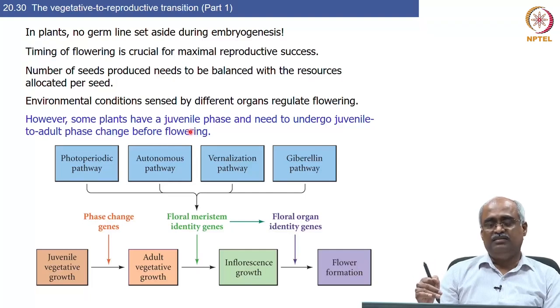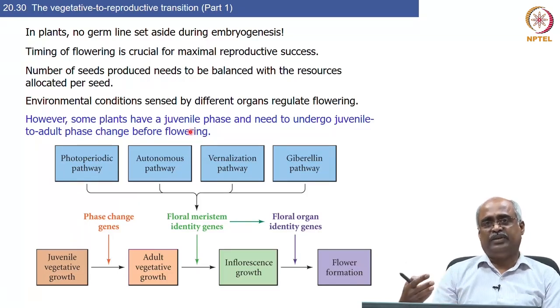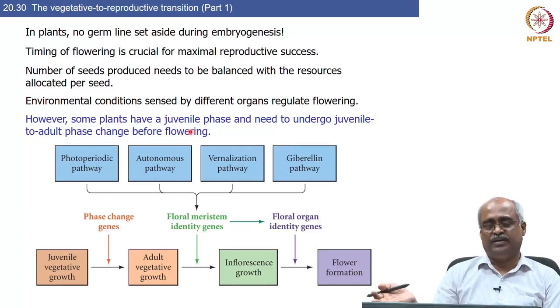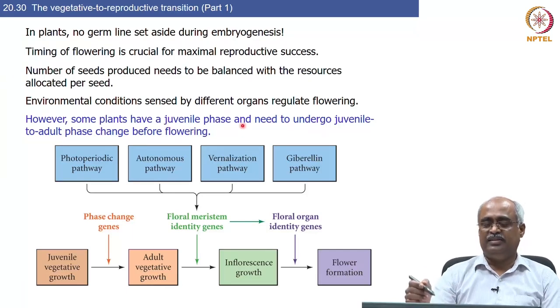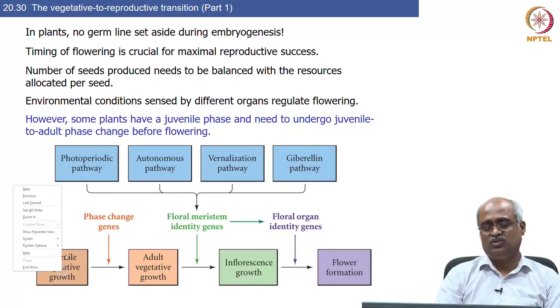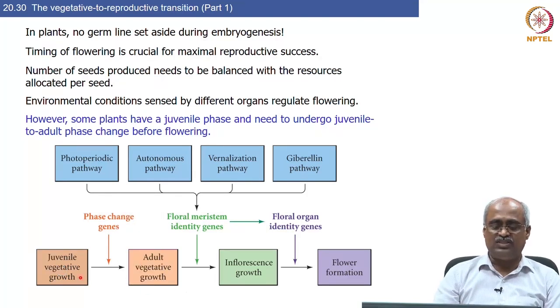And in addition to sensing the environment, some plants need to grow in the vegetative fate for a certain period of time. During that period, even if the correct environmental conditions are there, they are not going to switch into reproductive mode. This is called the juvenile phase. Therefore, there is a juvenile vegetative growth to adult vegetative growth. That phase change is required in some plants. This is not common in annuals, meaning a plant that lives for less than 1 year, so there this is not an important point.